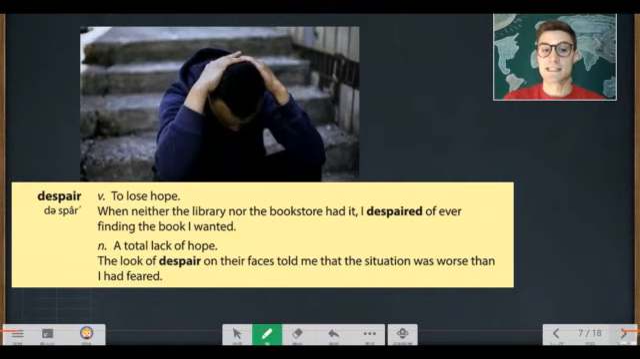The noun despair is a total lack of hope. The look of despair on their faces told me that the situation was worse than I had feared. This guy has a look of despair, total hopelessness. He feels like there's nothing he can do to make it better. Despair.